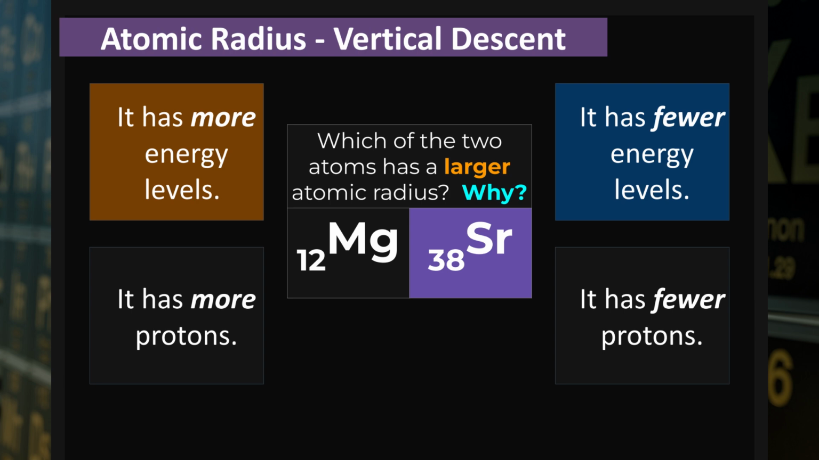And if we look on the periodic table and locate that magnesium and strontium are in the same group, but in different periods, strontium has more energy levels because it exists on a larger period. Magnesium is in period 3 while strontium is in period 5.